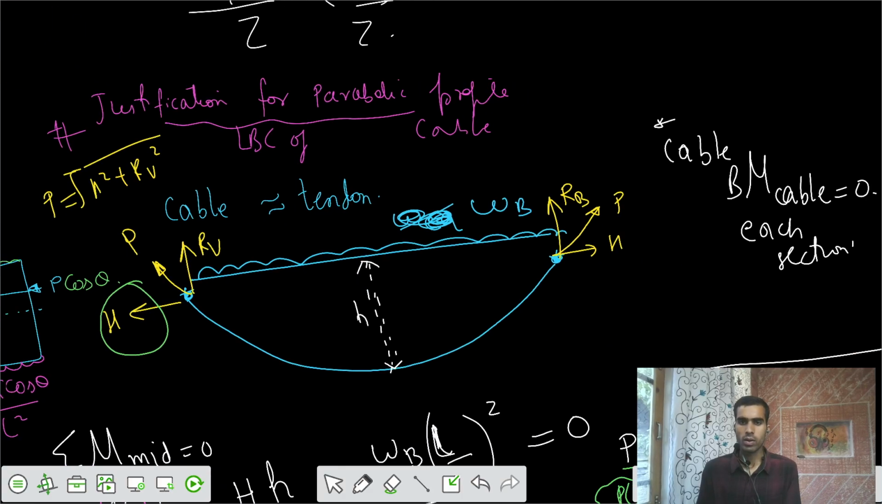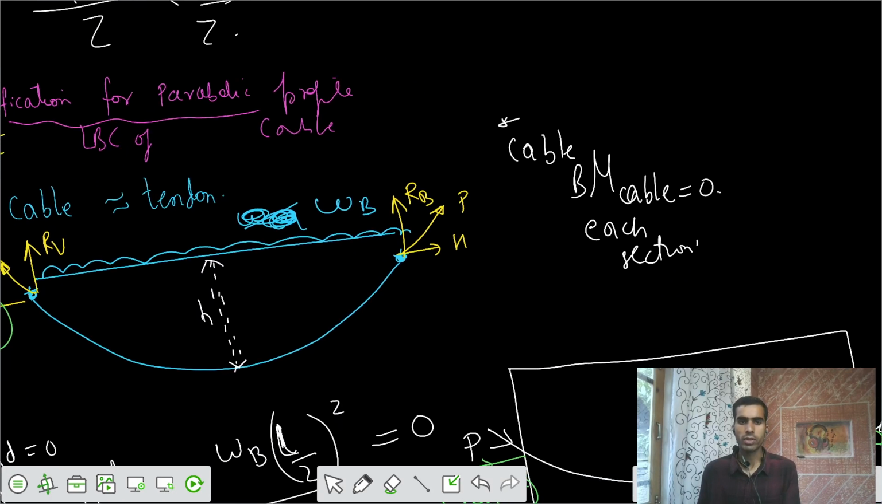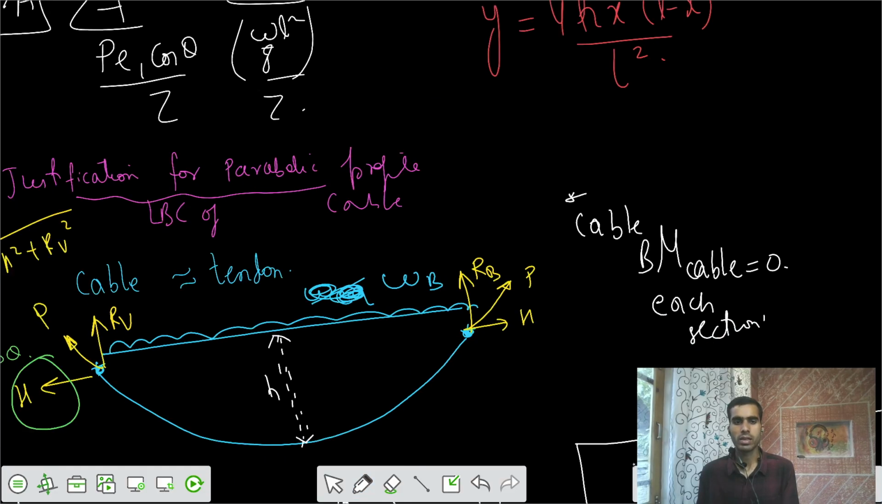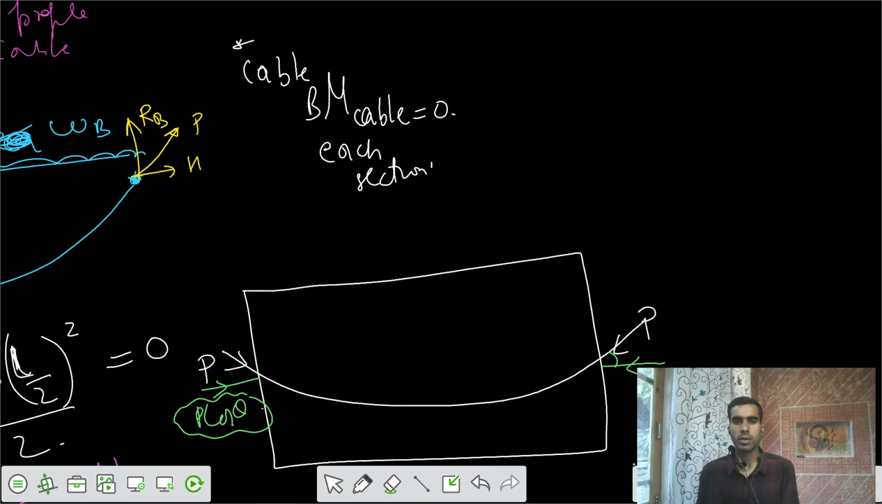Okay. Now we are going to take up the equation of this parabolic cable. What is the equation for this parabolic cable? Do you know the equation for a parabola? Is it 4hx(L minus x) by L squared? The same equation we can derive for this part.